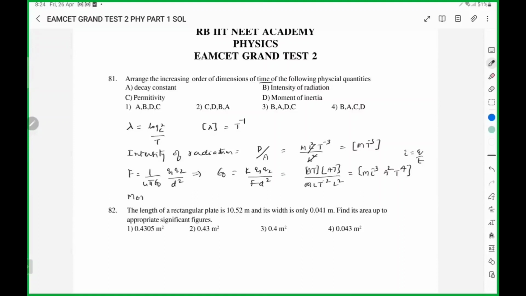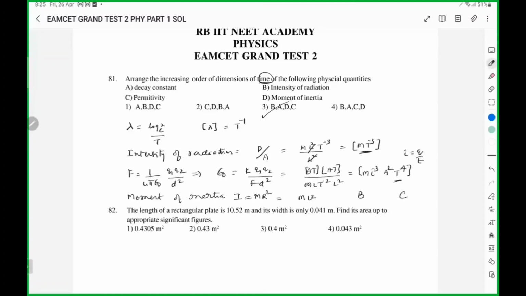Moment of inertia I equal to m r square, that is M L square. He is asking time dimensions, so in which order? Increasing order. Permittivity has maximum time dimensions, that is C, right? Least dimension is for intensity of radiation, that is B. B is least, C is greatest.